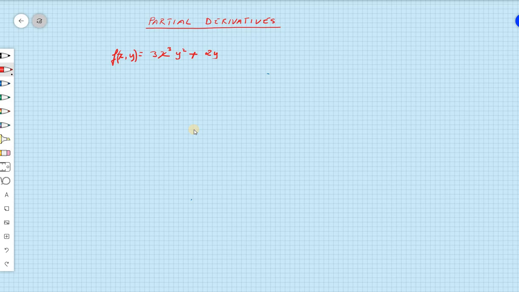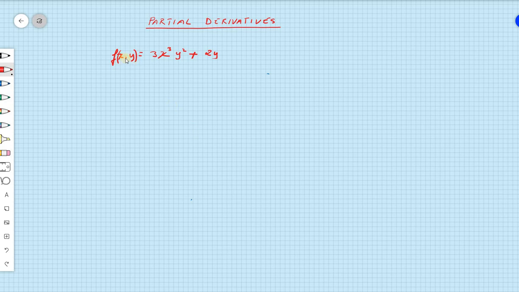Today I'm going to talk about partial derivatives. I know this is a big problem for most college students in engineering, business, economics. At some point, if you're taking Calculus 3 or a course that requires partial derivatives, you'll come across this. So let's go ahead and get to the point.